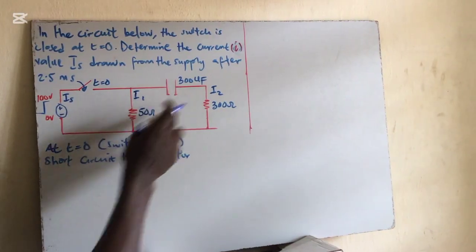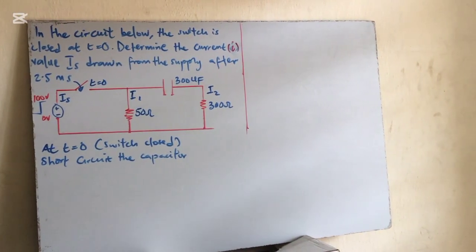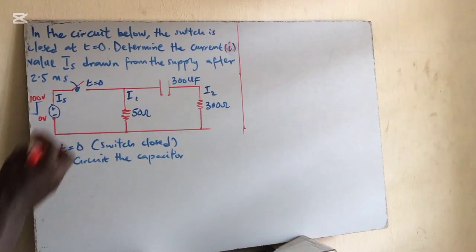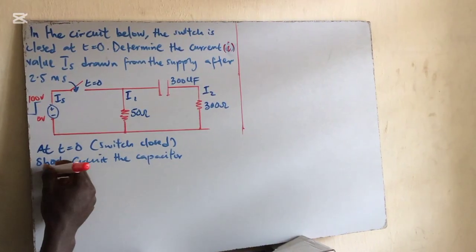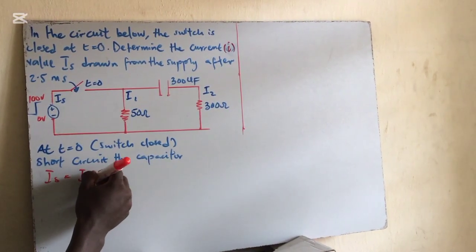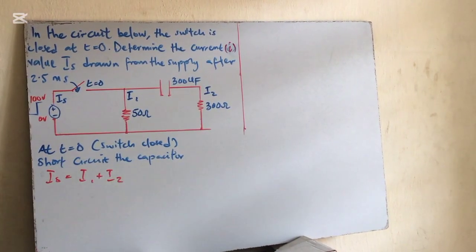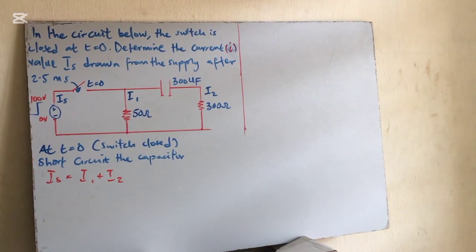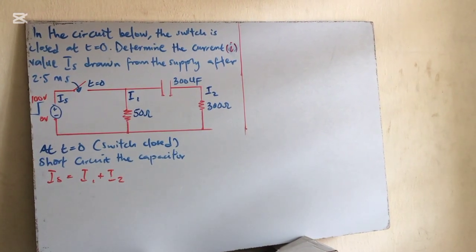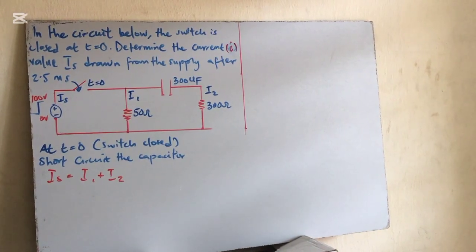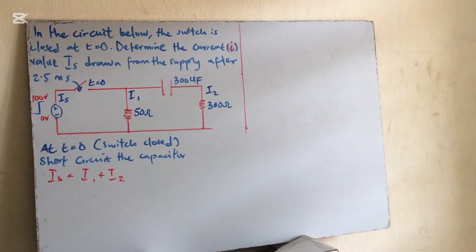So that means there will be nothing here again. And if there is nothing there, it means that IS is equal to I1 plus I2. So having known that, we are going to open circuit the same capacitor again. When we open circuit the capacitor, we can get our I1.